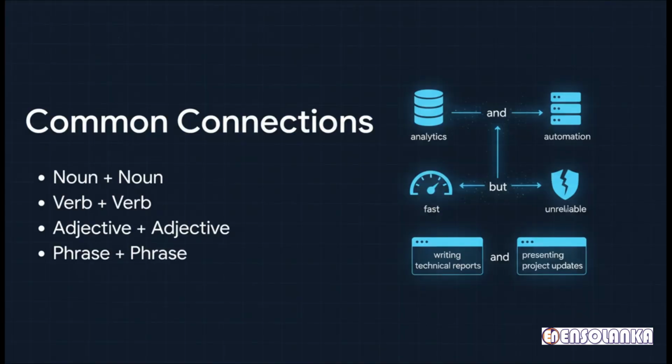So the key takeaway here is consistency. You connect a noun with another noun, a verb with another verb, a phrase with a matching phrase. For example, you'd say, the platform supports analytics and automation. See? Two nouns. Or, the new API is powerful but complex. Two adjectives. Keeping that balance is the secret to making everything clear.